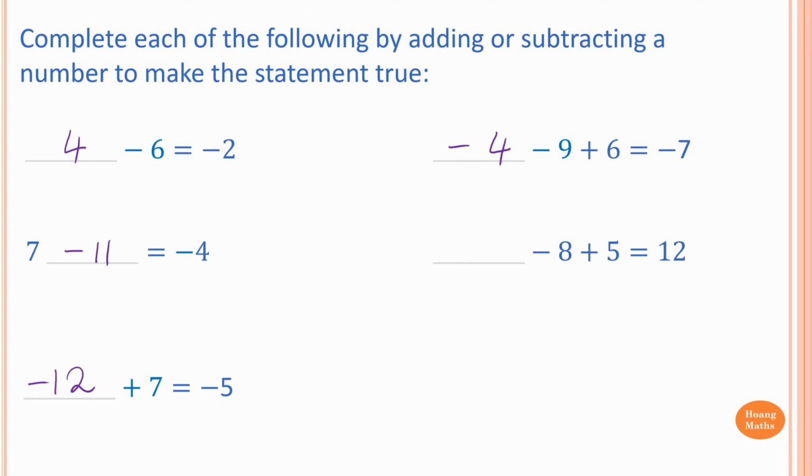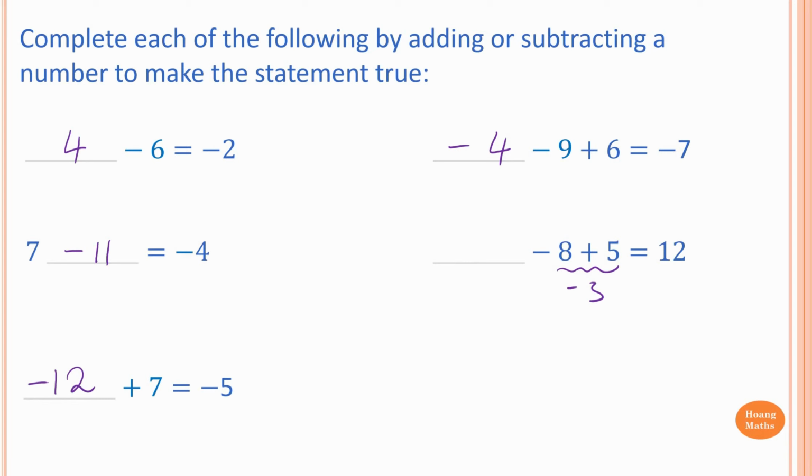So this one here, minus 8 plus 5, and a number take away 8 plus 5 is equal to 12. So first of all, we need to clear these numbers first. So minus 8 plus 5 is equal to 5 minus 8. Then 8 minus 5 is 3. So therefore, 5 minus 8 is negative 3. And this one here is negative 3.